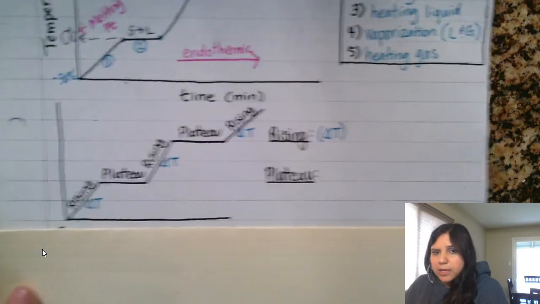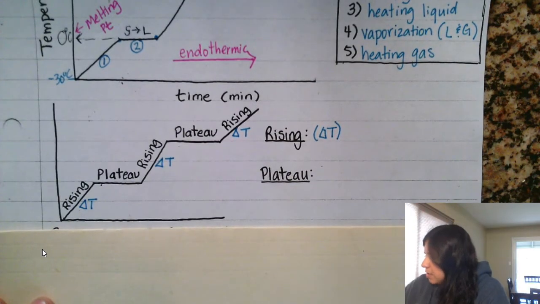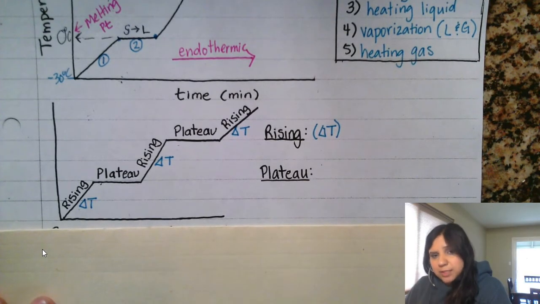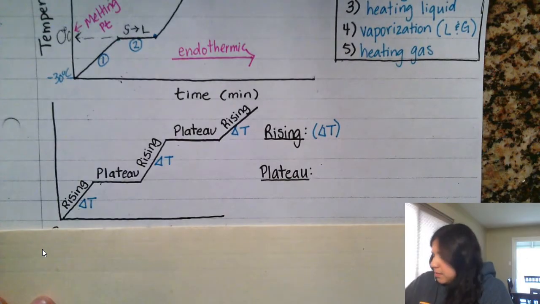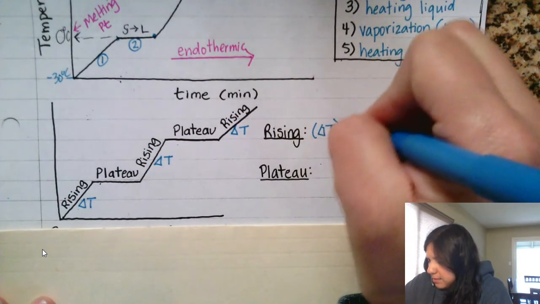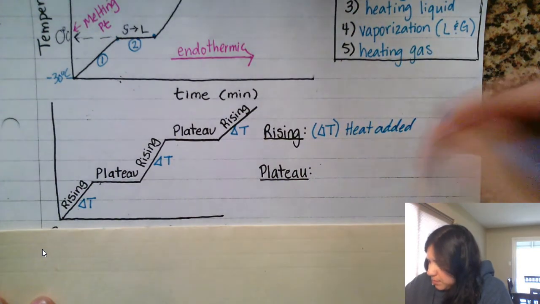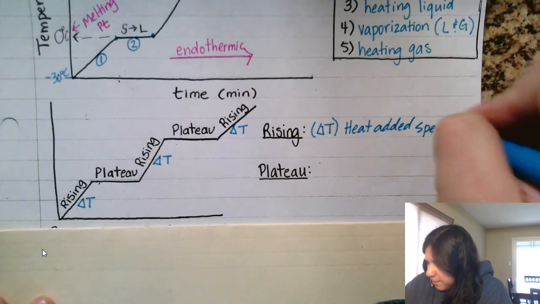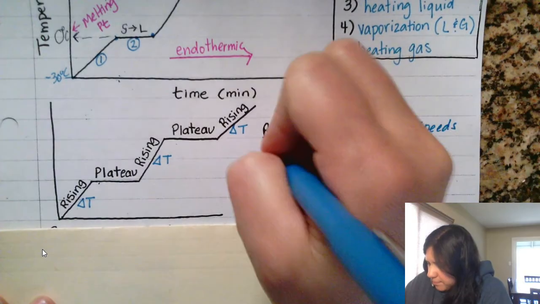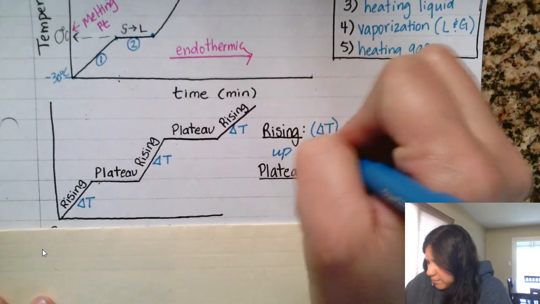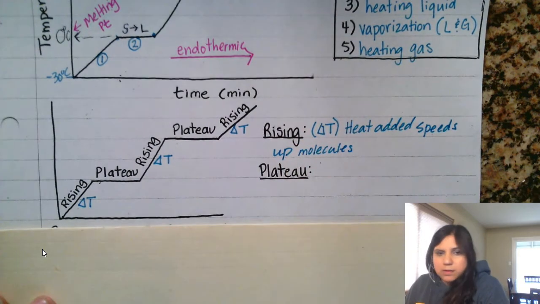What is going on as it's changing in temperature is all of the heat that's being added is going into increasing the temperature of that substance. So we'll write that. Heat added speeds up the molecules. So the heat that's added is going into speeding up the molecules.